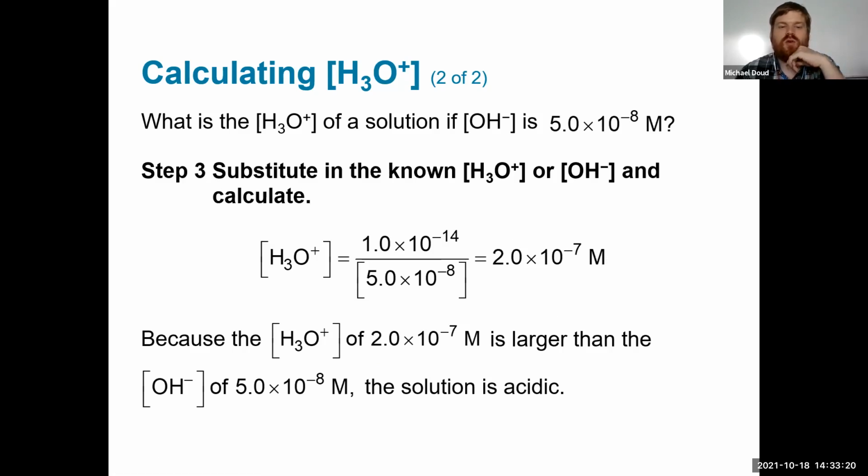Now, is that acidic or basic? Well, 2.0 times 10 to the negative 7th molar is greater than 5.0 times 10 to the negative 8th molar. So that tells us the hydronium ion concentration is greater than the hydroxide ion concentration. So the solution is acidic.